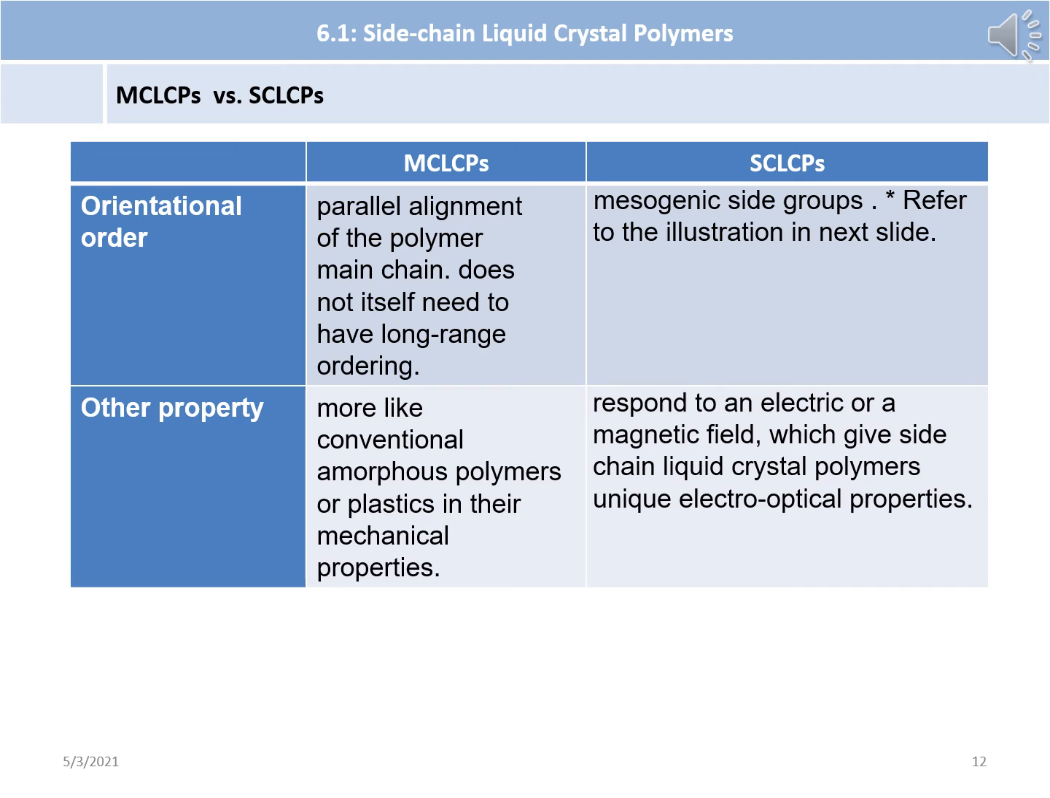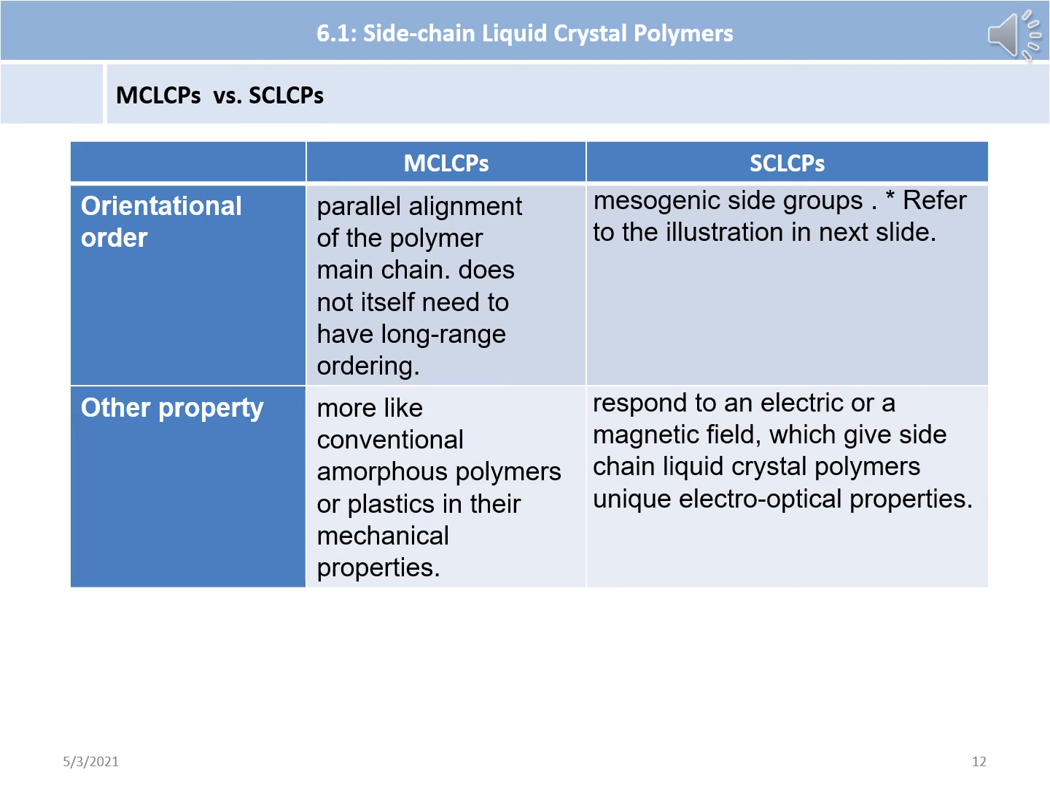Now, we look at the difference between main chain liquid crystal polymers and side chain liquid crystal polymers. In main chain liquid crystal polymers, the orientational order of the mesophase results from the near parallel alignment of the polymer main chain. Whereas, in side chain liquid crystal polymers, it is the mesogenic side groups and not the polymer main chain that display orientational order in the liquid crystalline state. Thus the polymer main chain does not itself need to have long-range ordering.